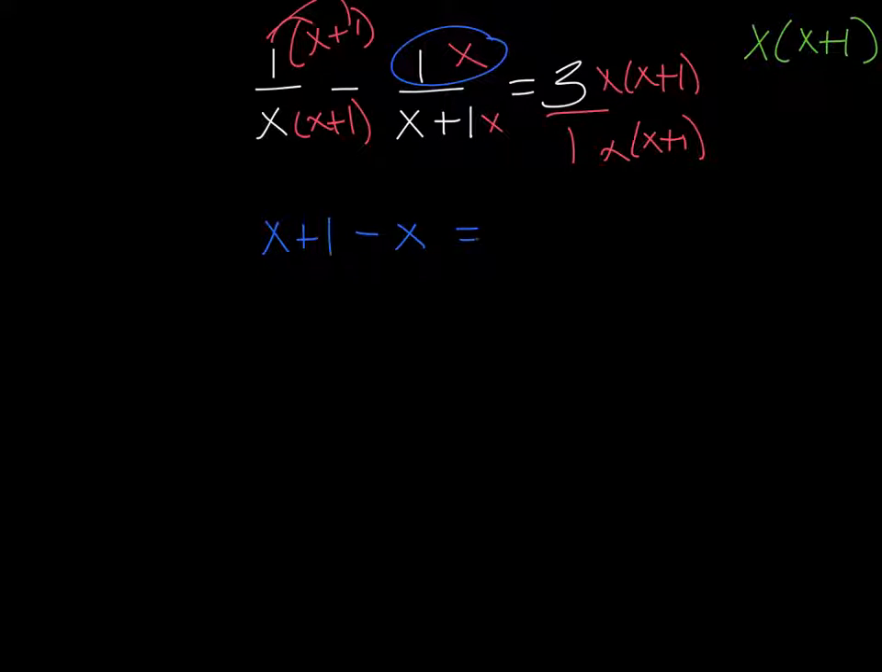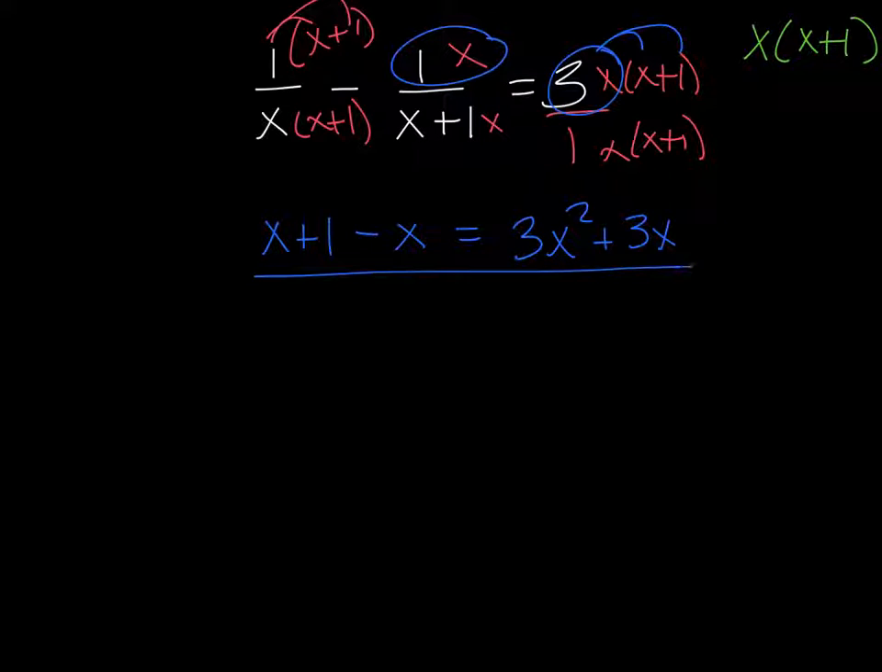And then we have equals, and then I need to take this 3x and multiply that through. So I get 3x squared plus 3x. And all of that is over x times x plus 1. And really, I'm only worried about the top being equal because the bottom is already x times x plus 1. So this is that place where we get to ignore the bottom. This is the one time you get to ignore the bottom.